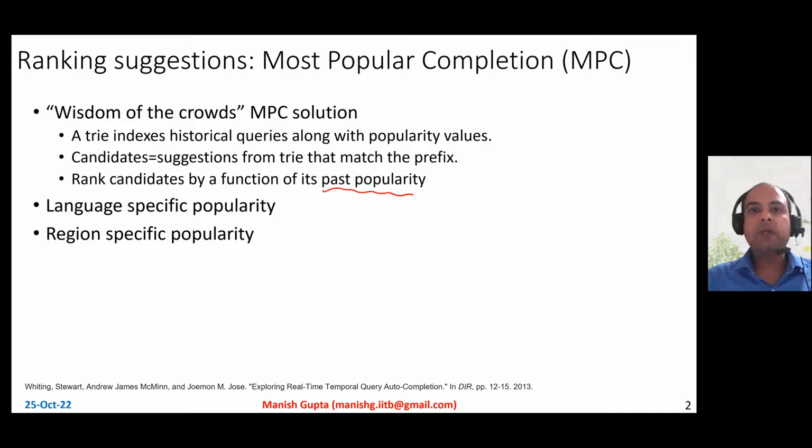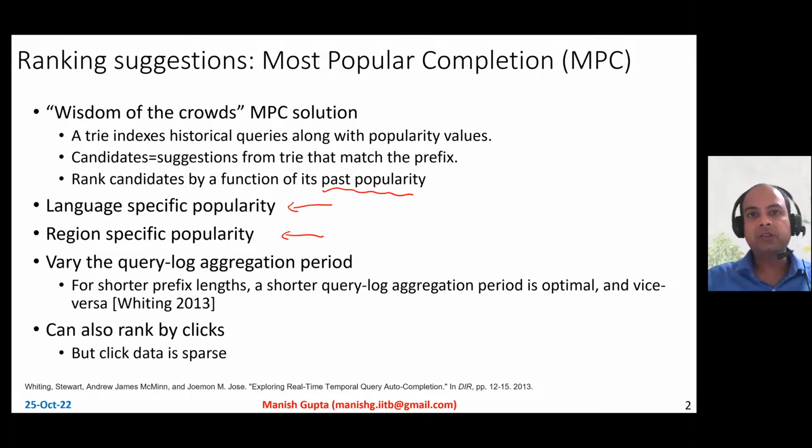While doing such ranking, you also have to be careful about doing language specific popularity computation, region specific popularity computation, and also decide what should be the query log aggregation period to compute popularity. It has been observed that for shorter prefixes, you could use a smaller query log aggregation period, but for longer prefixes, a longer query log aggregation period makes more sense. Also, you should give more importance to recent history compared to past history, and therefore time discounted number of impressions from history are more useful than caring about all parts of the history equally.